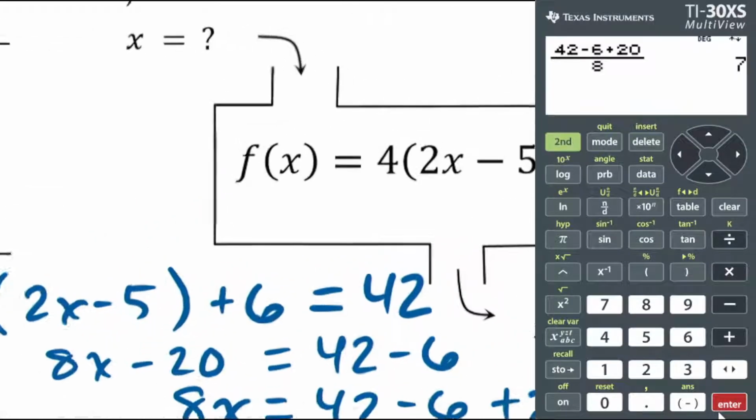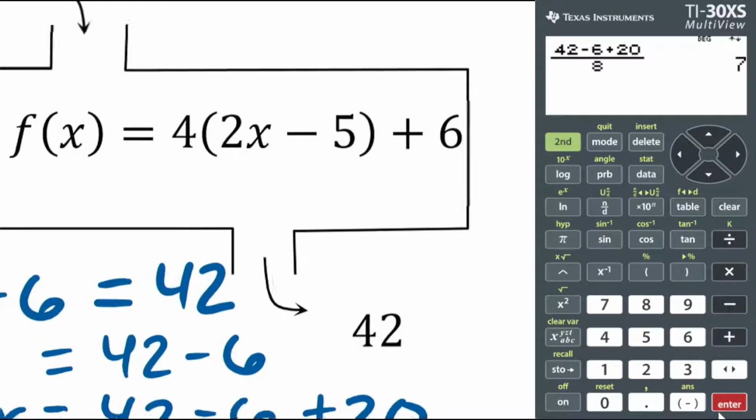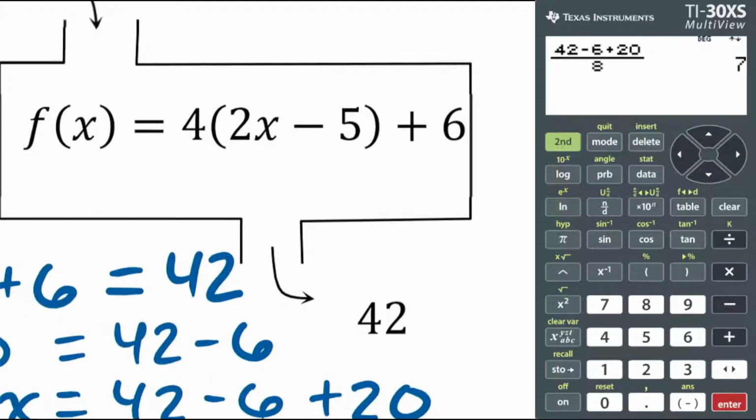Let's go back over here and try this. So if I put 7 into this thing, if a 7 goes in, this is going to become 2 times 7, which is 14. And 14 minus 5 is what, 9? And then 4 times 9 is 36. I don't think I have the right answer here. Let me plug this into the calculator and check. I think I could be wrong.